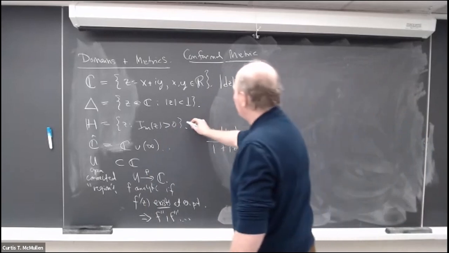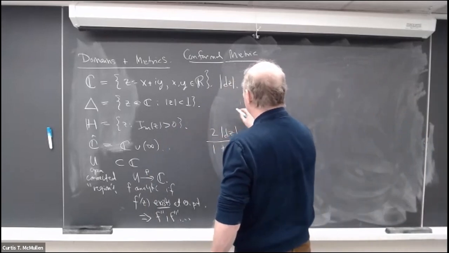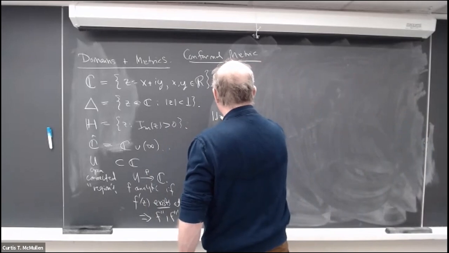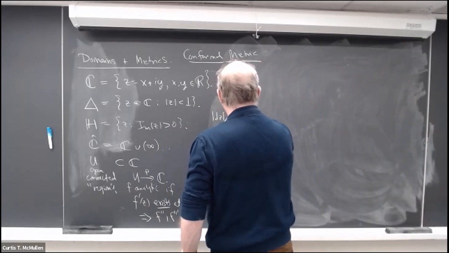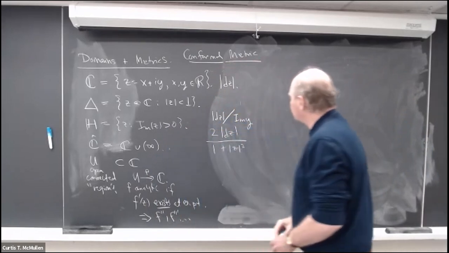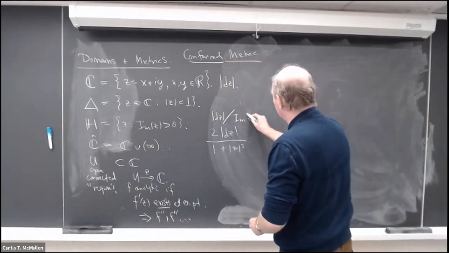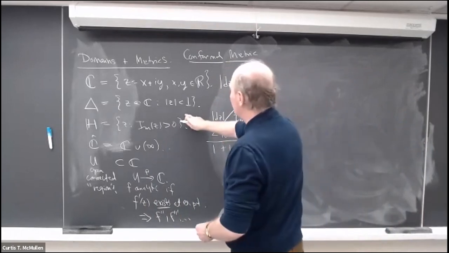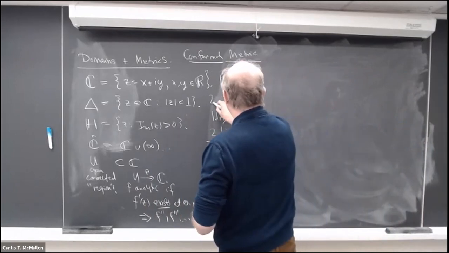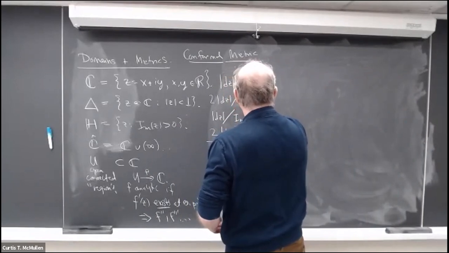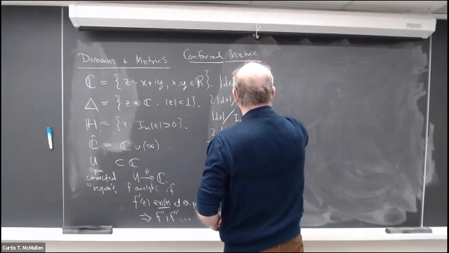On the upper half plane, we use the hyperbolic metric, which is given by |dz| over the imaginary part of z, which is the coordinate y. And similarly, on the unit disk, we use the hyperbolic metric, which is 2|dz| over 1 minus the absolute value of z squared.